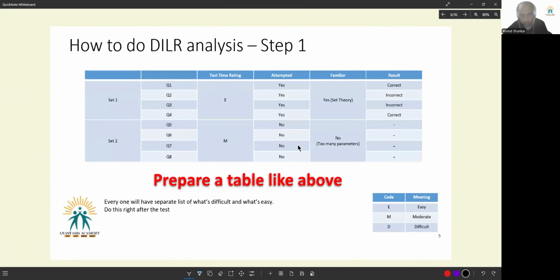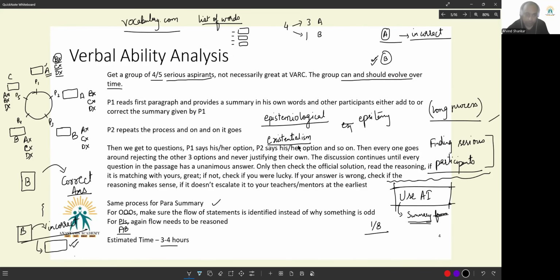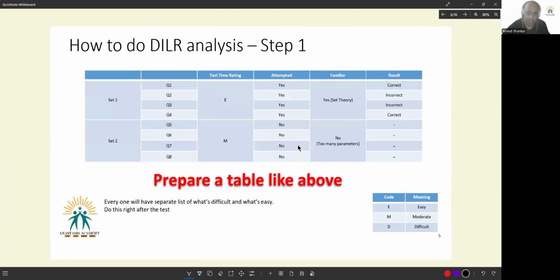Okay, talking of the DILR analysis. See, for verbal ability analysis, honestly, doing it right after the test is going to be a challenge, because you would need to have 4 or 5 people attempting the test at the precise same time, and then right after it sitting down for analysis. That doesn't really happen. But for DILR and quant, it can happen right after the test. And how to do it?